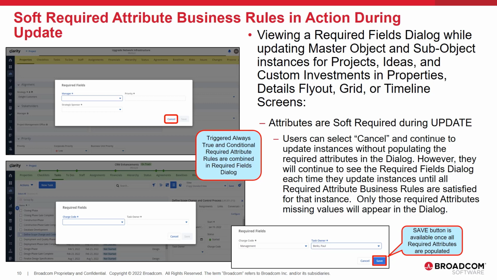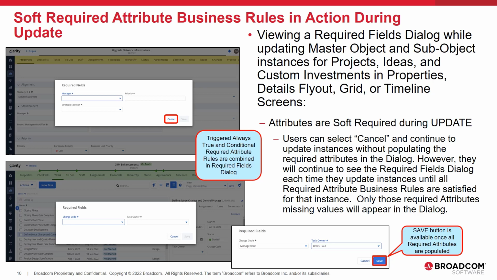So once the user gets this pop-up, they have an ability right now to actually cancel out of this without filling out any required attributes. They can escape, they can hard refresh, navigate away, and that's why we're calling it soft required fields.